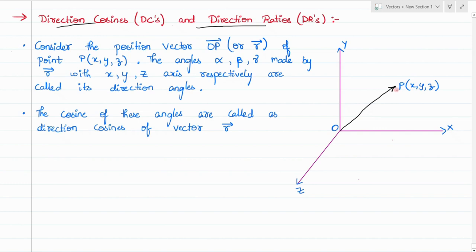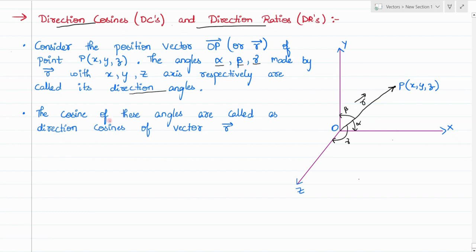Now this is the position vector OP of point P, and its coordinates are X, Y, Z. The angles alpha, beta, and gamma made by this OP vector, which is also called R, with the X, Y, Z axes respectively, are called its direction angles. So this OP vector makes angle alpha with the x-axis, beta with the y-axis, and gamma with the z-axis. These alpha, beta, gamma are called direction angles.